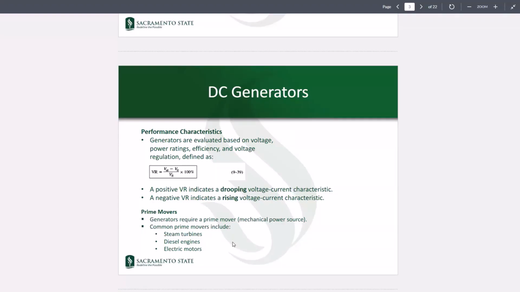Prime mover would be the mechanical power source associated with the generator. So we need some mechanical source to rotate the rotor of the generator. And those would be steam turbines, diesel engines, or electrical motors.